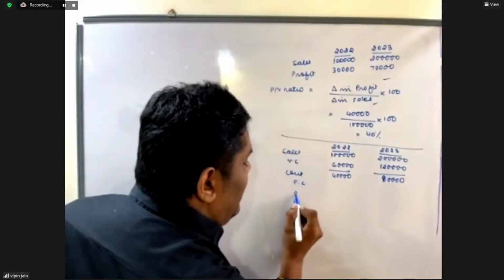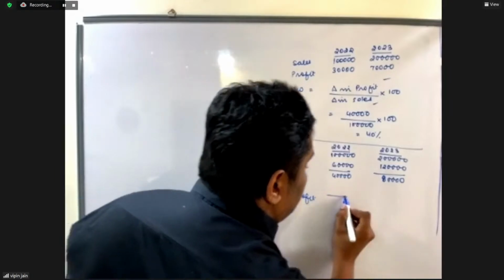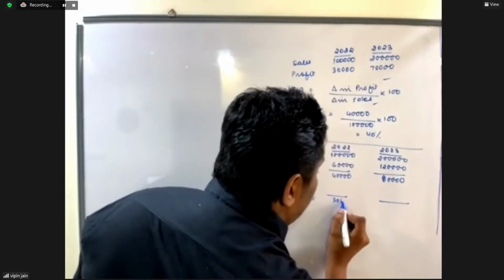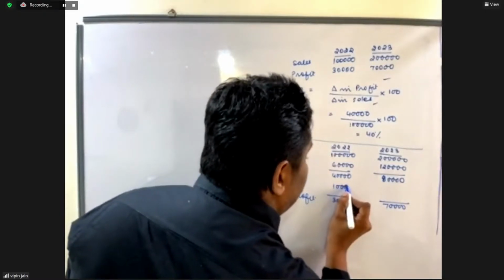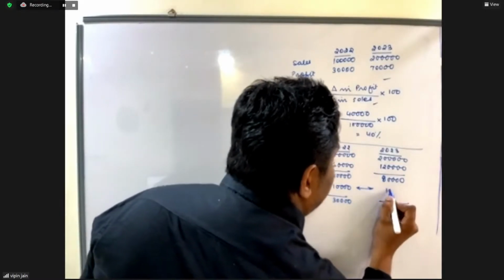Fixed cost is not given, however, profit is given. And my profit is 30,000 and 70,000. So this will be 10,000. And the fixed cost is same, that is 10.